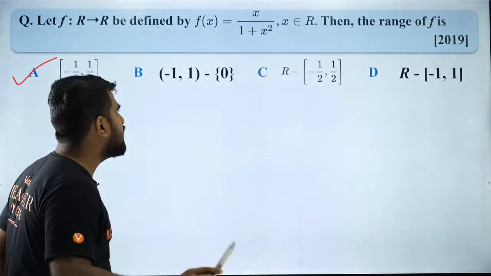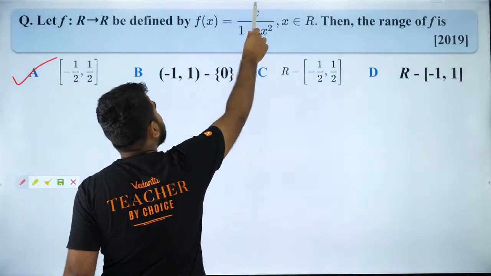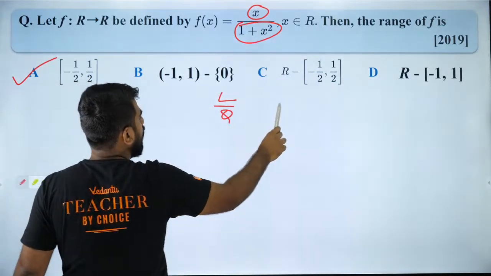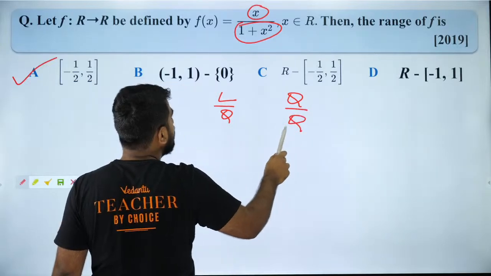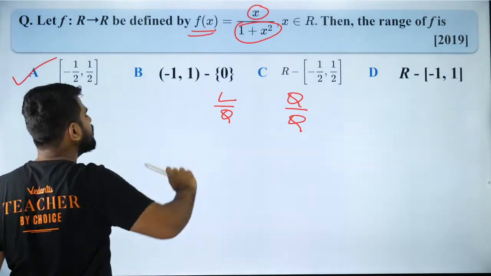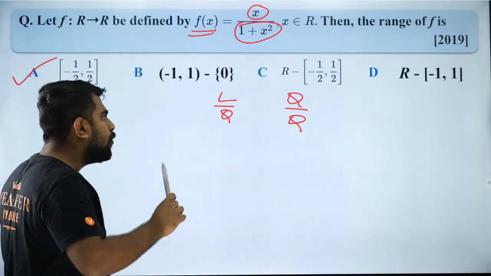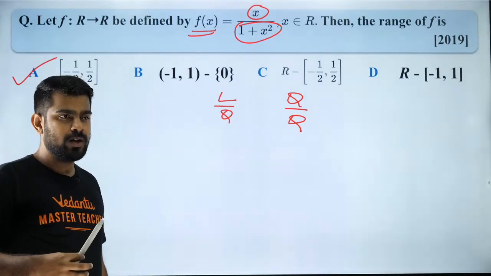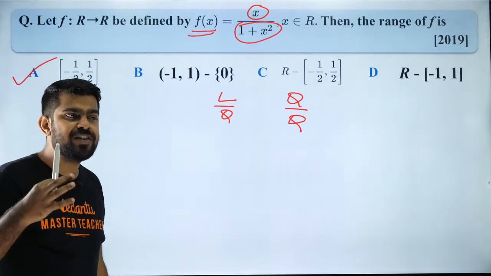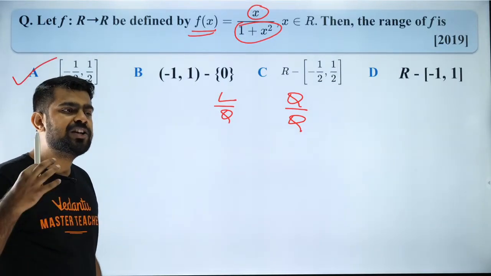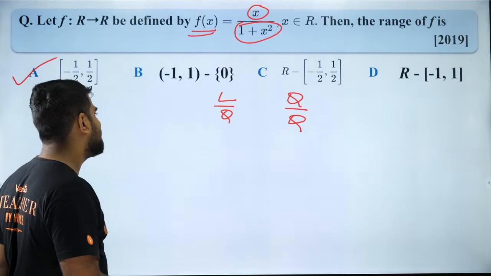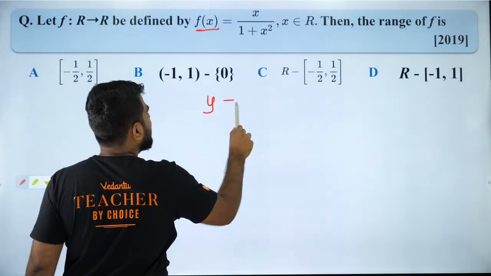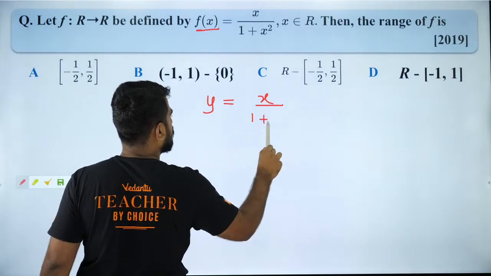So guys, please listen carefully. Whenever you have a linear by quadratic, or quadratic by quadratic, and you're asked to find out the range of f of x, always follow this method which I'm going to teach you right now. So please give your full attention. Everybody should listen carefully. Okay, so take f of x as y. Y is equal to x by 1 plus x square.